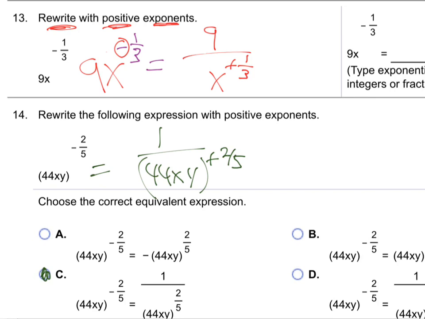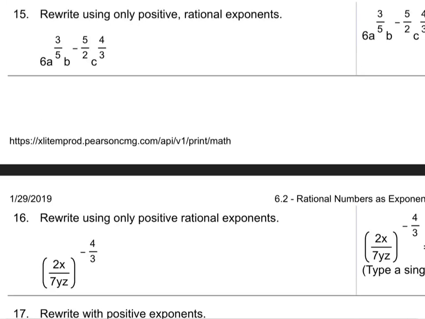Questions on that? 15. Same kind of thing. Rewrite with positive powers. So anybody that's negative has got to jump. So who's got a negative power there? B. Yeah, just the B, huh? So everybody else is going to stay in the top, and just the B with his -5 power will jump to the bottom and then become positive.